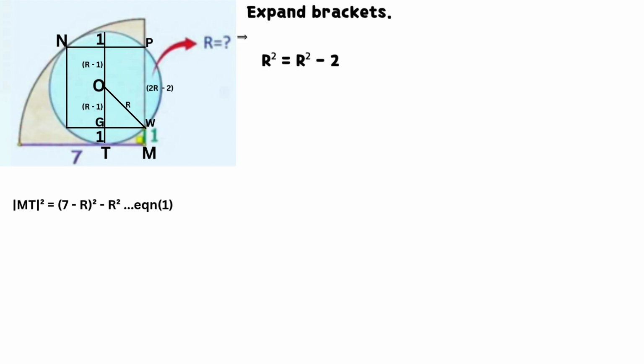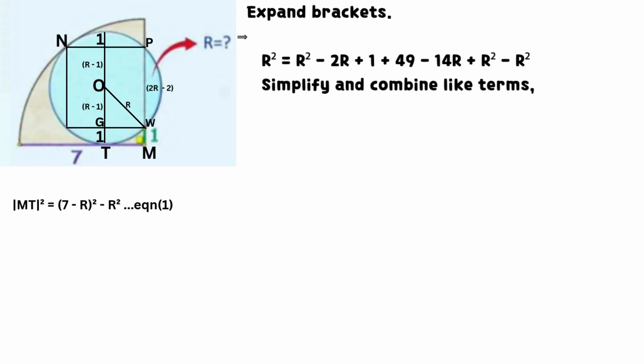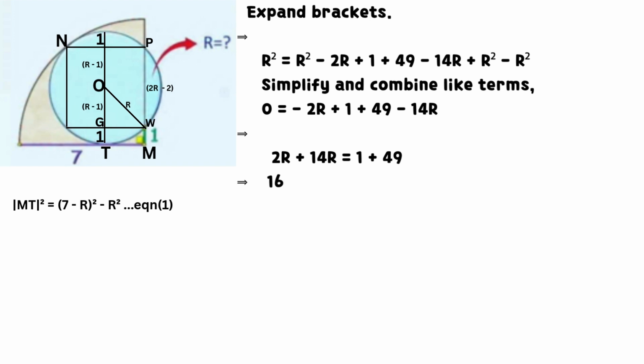Expand brackets. This implies that the square of R equals the square of R minus 2 times R plus 1, plus 49, minus 14 times R, plus the square of R, minus the square of R. Simplify and combine like terms. We have that 0 equals the sum of negative 2, R, and 1 plus 49, minus 14, R. It follows that the sum of 2, R and 14, R, equals the sum of 1 and 49. Hence, 16, R equals 50.